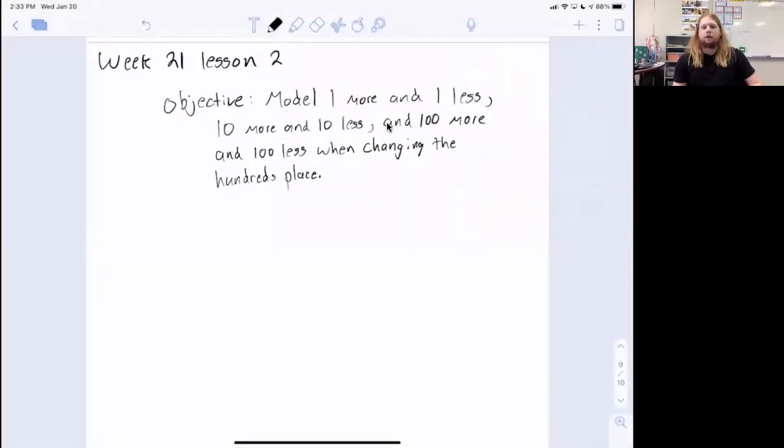Do you remember how I changed one of the questions because I was like, oh no, that's not what I want to teach you guys right now because that's not the point of this lesson. Well, now we're going to learn about that for week 21, lesson 2. So we're going to model 1 more and 1 less, 10 more and 10 less, and 100 more and 100 less when changing the hundreds place.